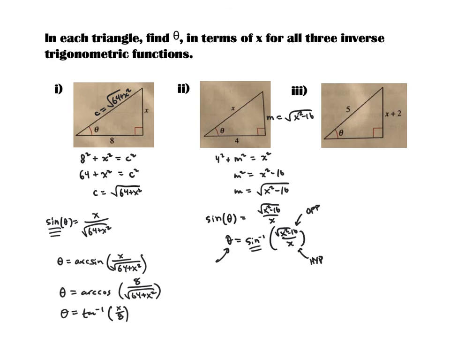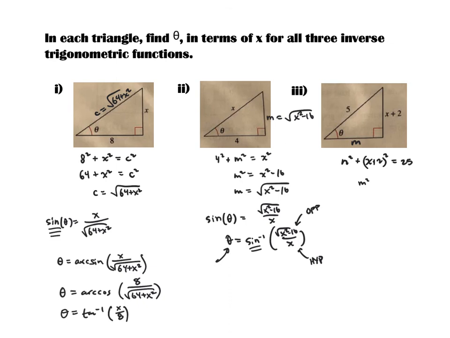Okay, so I'm not going to do the arc cosine or find theta in terms of arc cosine or inverse tangent. That's something you can do on the side. If you have questions about it, please let me know. Let's get to example 3 here and keep moving. Okay, so Pythagorean theorem, I'm going to call this m as well. m squared plus x plus 2 squared is equal to 25.